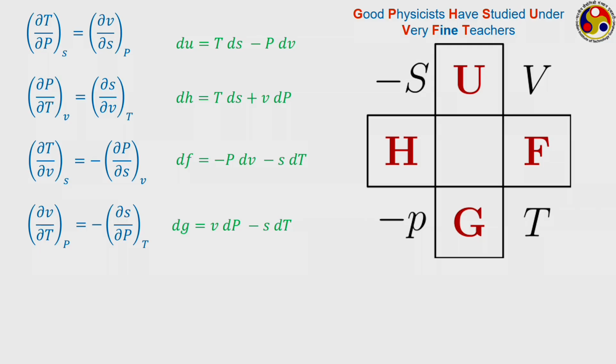So, good, the G is there, and then we go in the clockwise direction, that is we go in this particular direction. So we have G, P, H, S, U, V, F and T to finish. Just repeating it once, good physicists have studied under very fine teachers. There is nothing in between. So, this we represent by going in the clockwise direction and making use of this particular mnemonic.